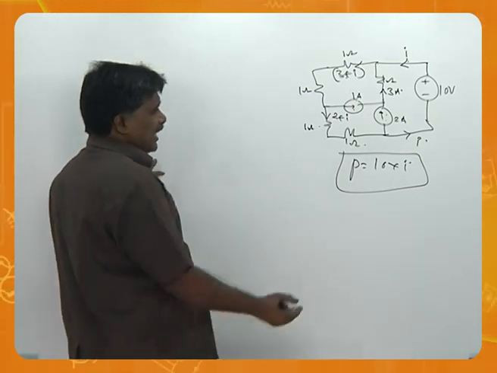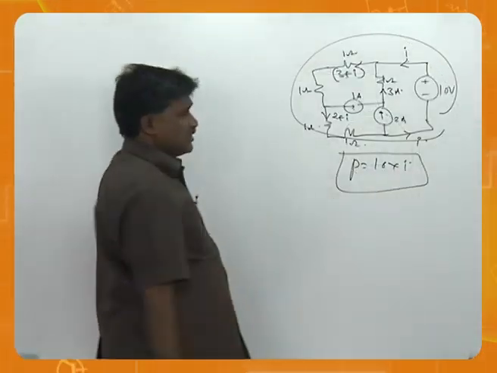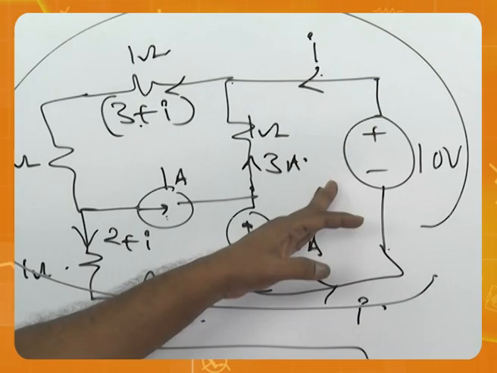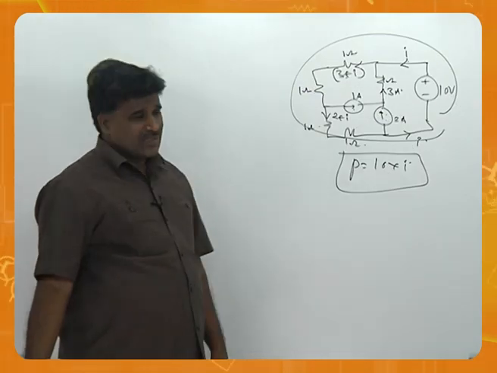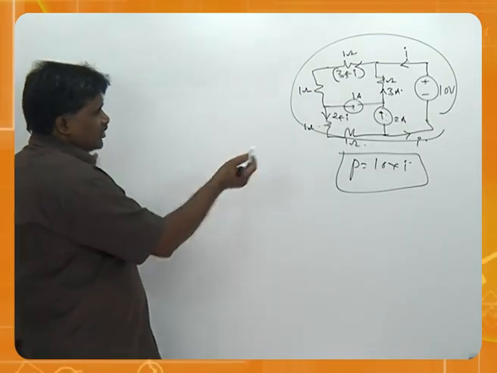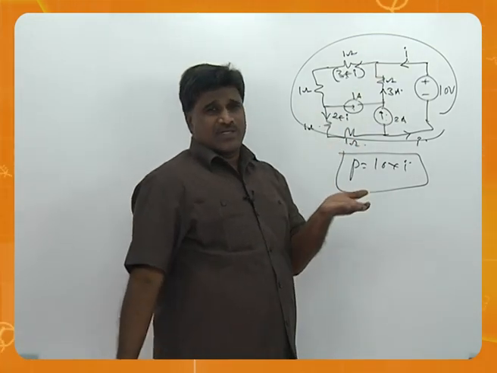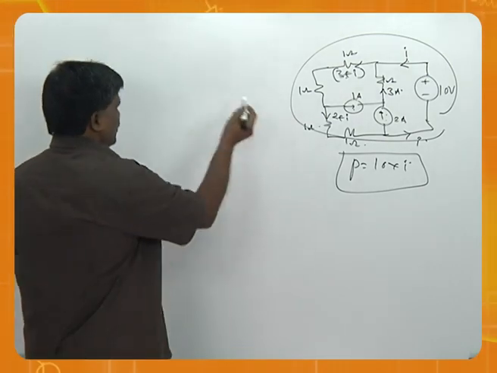For example, I will be going for this loop. That's very easy. Loops can be taken anywhere. You can take a loop here, you can take a loop here, you can take a loop anywhere. So this is actually called a bigger loop. When you take more than one loop, we normally call it a supermesh. And let me go now.